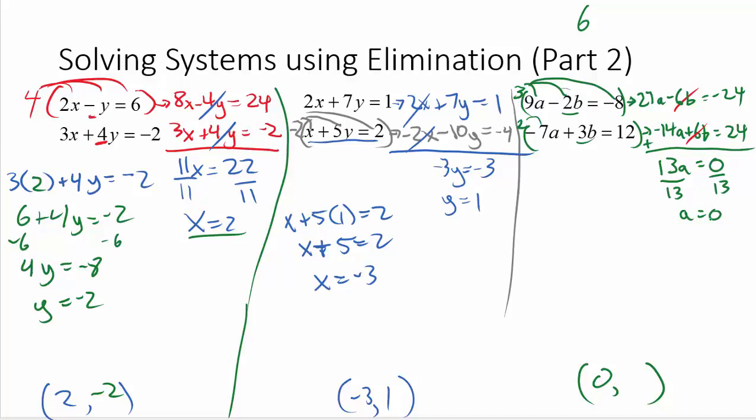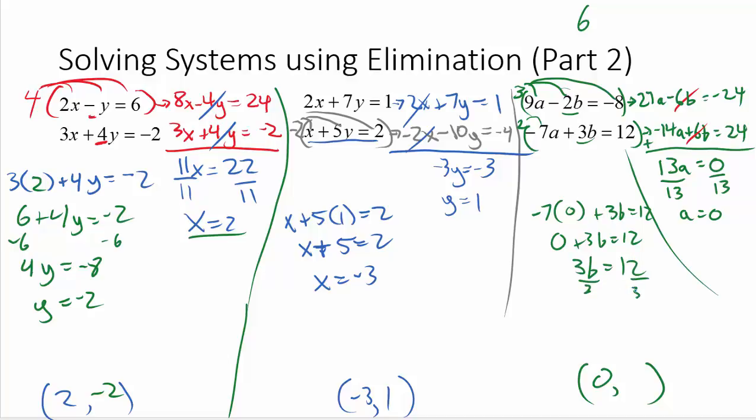And now from here, we'll plug in our a. Let's choose the bottom equation here. So we'll take -7 times 0 plus 3b is equal to 12. This will give me 0 plus 3b is equal to 12. Again, anything plus 0 stays the same. And then if I divide by 3 on both sides, we should be getting 4 for our answer there.